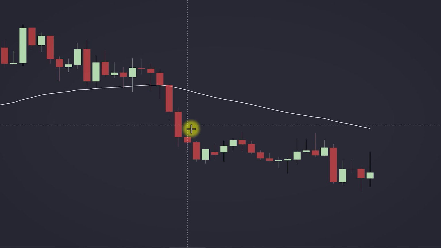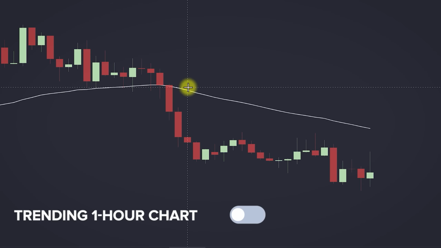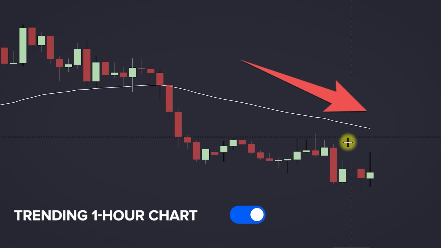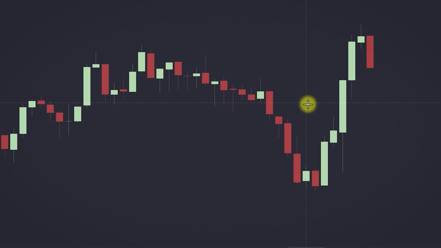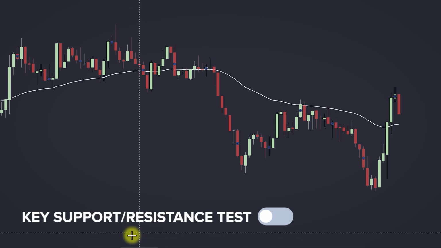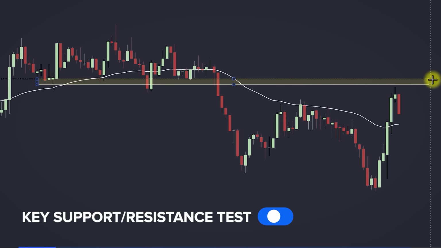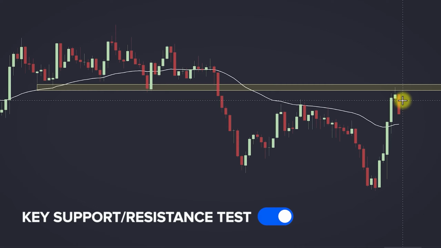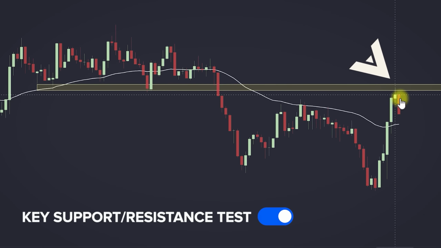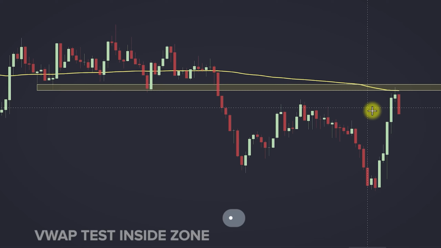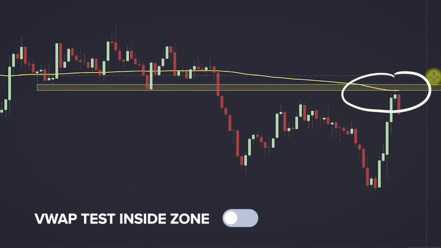Point 1 is the 1-hour chart trending. If price is clearly above or below the 50 EMA with clean market structure, you get 1 point. Point 2 is price testing a key support or resistance zone. If your pullback is happening at a key level that has proven its importance, you get 1 point. Point 3, on the 5-minute chart, is price testing the VWAP inside that zone. If yes, you get 1 point. No VWAP test, no entry.